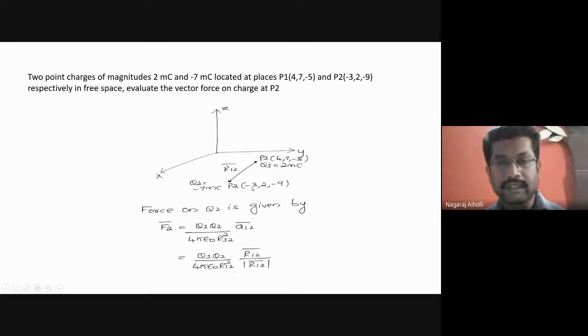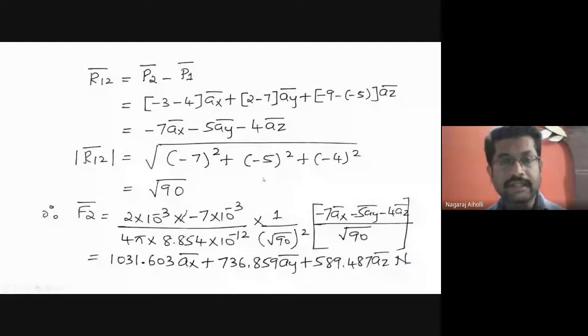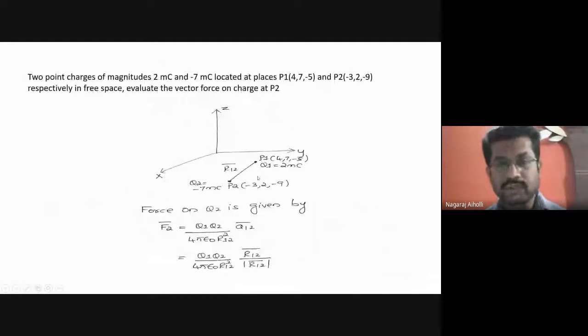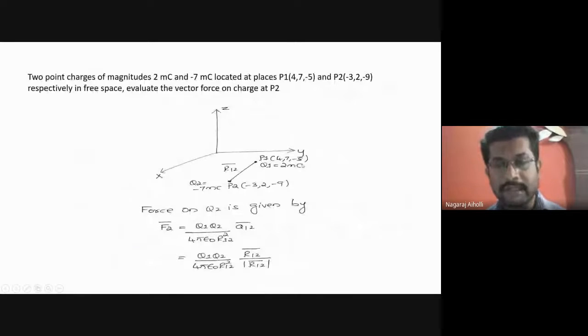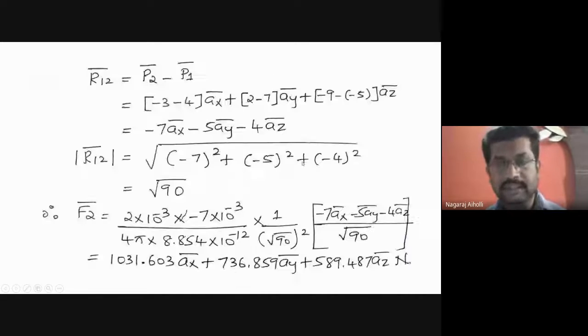It is minus 3 minus 4 into AX bar, plus the next one, 2 minus 7 into AY bar, plus the AZ component, minus 9 minus of minus 5. We have to be careful here. Minus 9 minus of minus 5. If we just take minus 9 minus 5, we'll go wrong. The final answer will come wrong. Minus 9 minus of minus 5 into AZ bar.